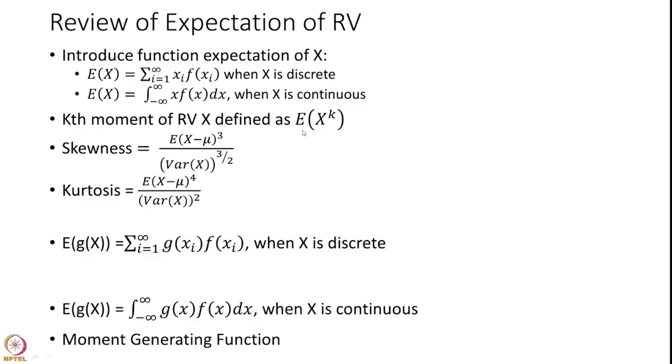Then we also defined the kth moment of x as the expected value of x to the power k, and we defined a moment generating function, defined as m of t. This moment generating function has a property that let us write it down quickly here. The moment generating function m sub x of t is defined as the expected value of exponential to the power t x, and the property is that if you take the kth derivative of m sub x of t with respect to t, at the value of t equal to 0, it gives you the expected value of x to the power k. So, that is why it is called the moment generating function.